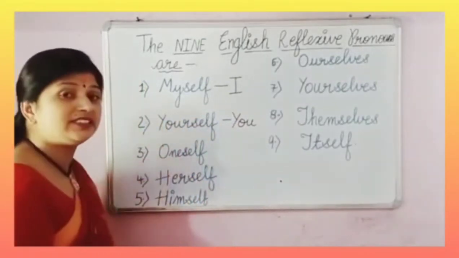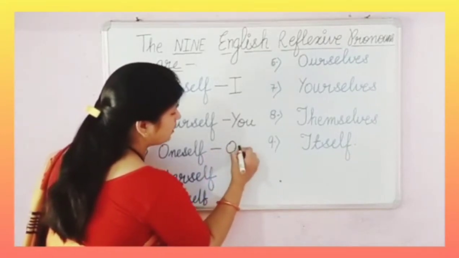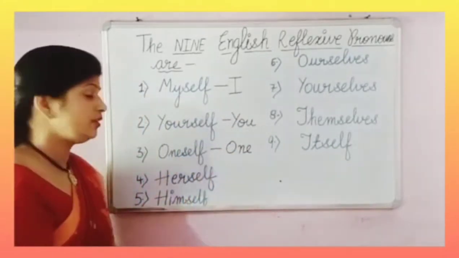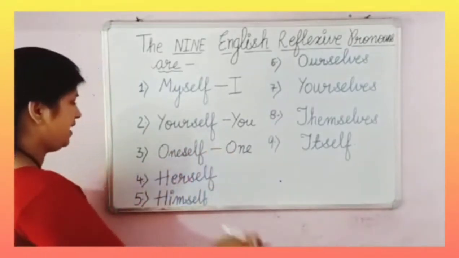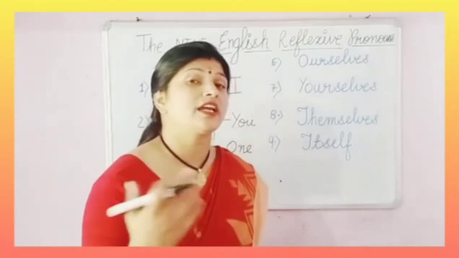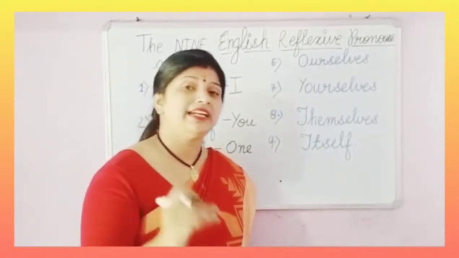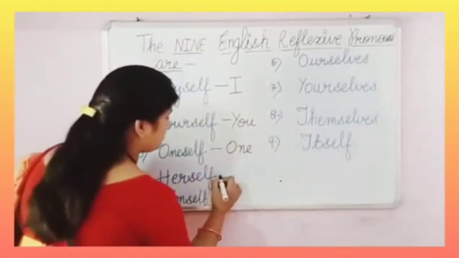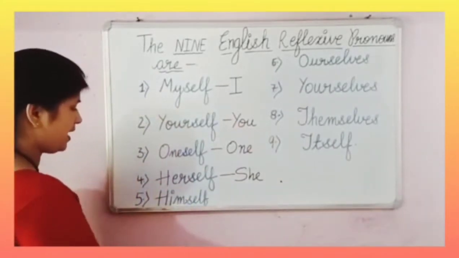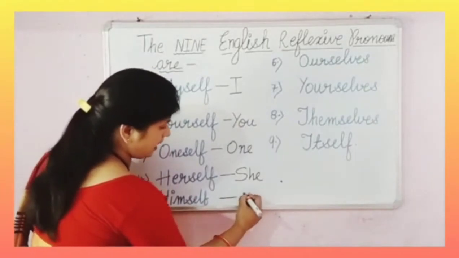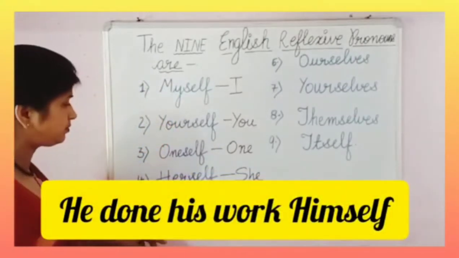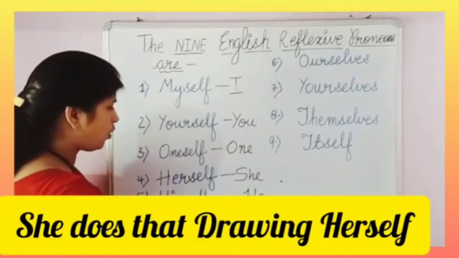Okay, then oneself. When will oneself come? When one has done any work oneself. When someone has done their own work by themselves, at that time we use oneself. One has done this oneself. Okay, then herself. Herself is used when we are talking about girls or ladies, when we are talking about she. Then himself, when we talk about boys, at that time we use himself. Like, he did his work himself. She does that drawing herself.